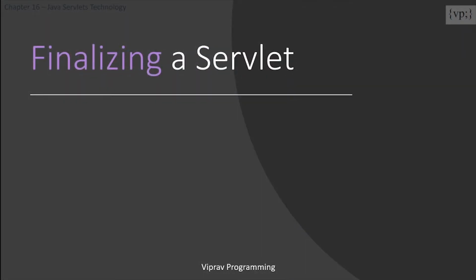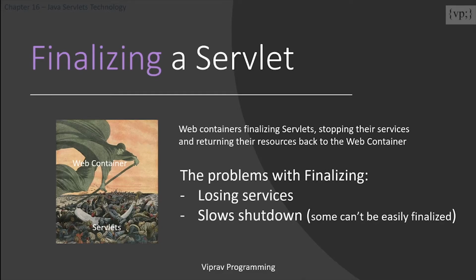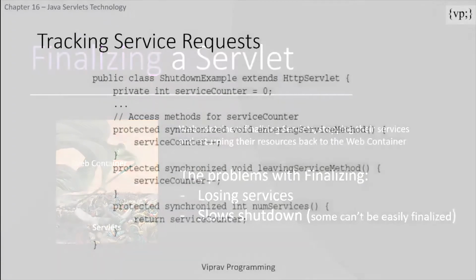Now, let's take a look at finalizing a servlet. A web container may decide to finalize a servlet, which means that it should stop its servicing and return the resources it has used back to the web container. This may cause problems if there are still services running that are not finished. This chapter explains the following: keeping track of the threads that are being used by the service method, providing clean shutdown by letting the running threads know about the shutdown, and having the long-running threads periodically check for a shutdown, which will make them finish and clean up.